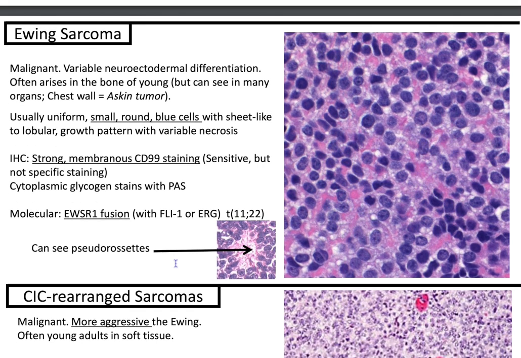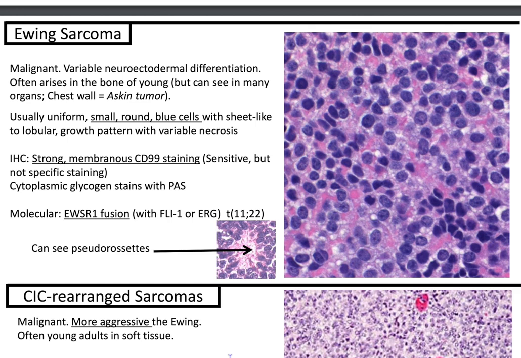Ewing sarcoma. This is malignant, with variable neuroectodermal differentiation. It often arises in the bone of young kids, but it can be extraskeletal. If it's in the chest wall, it's known as an Askin tumor. This is part of your small round blue cell differential. It has a lobular growth pattern, and if you see pseudo-rosettes, that can cue you in that it might be Ewing sarcoma.